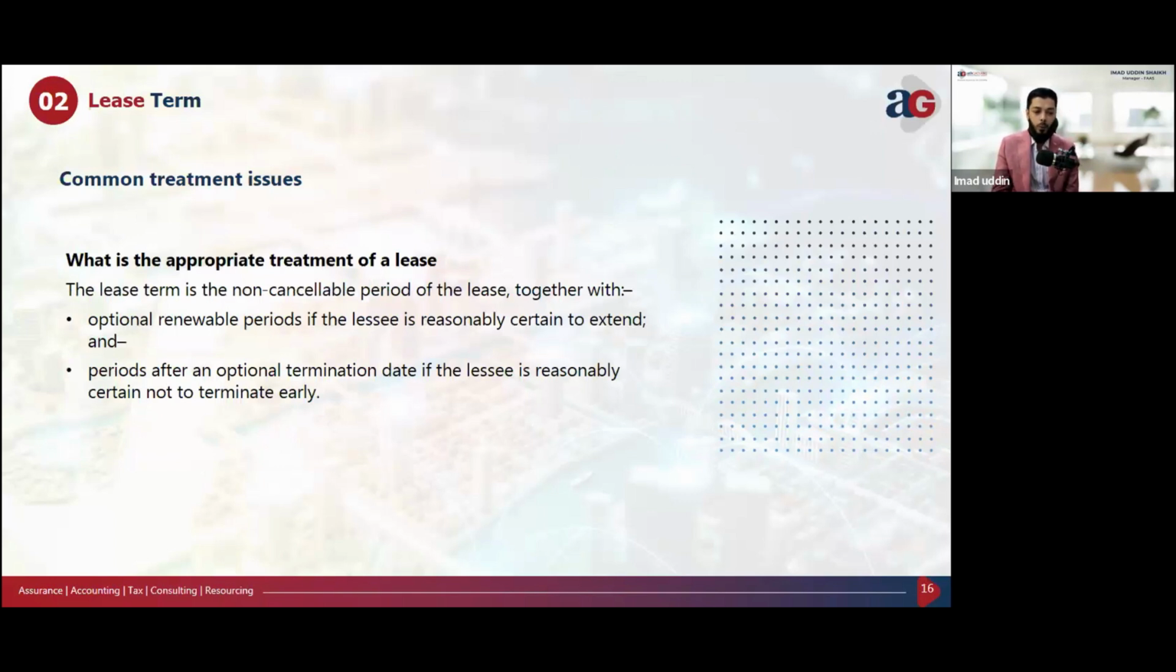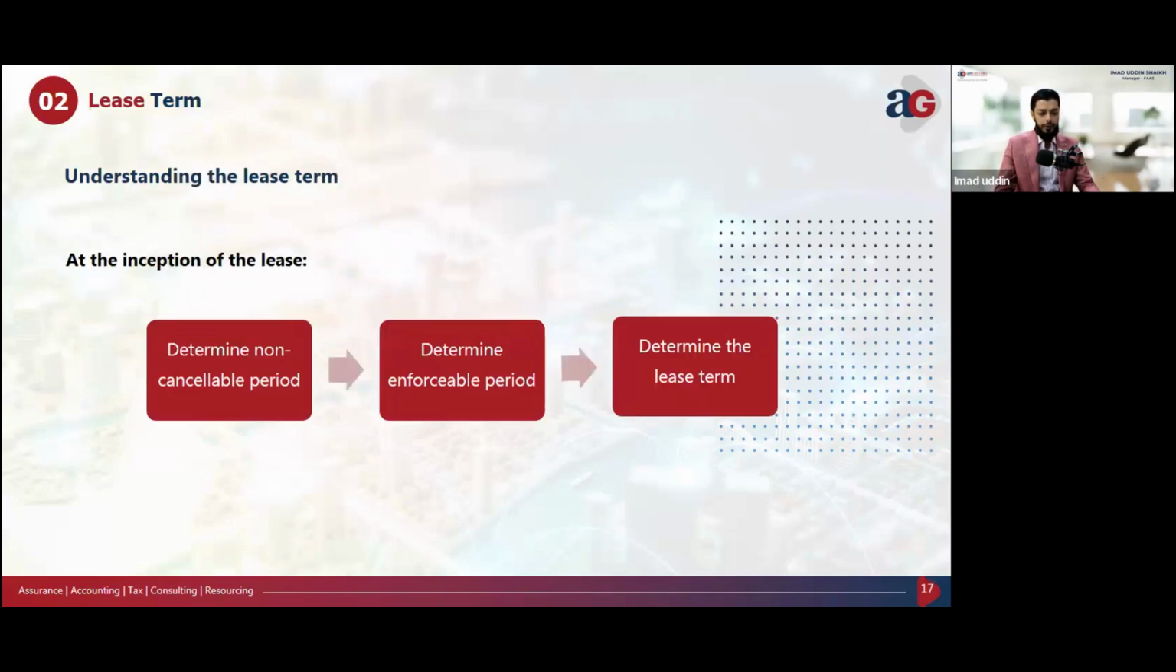So what is the appropriate treatment? What exactly is the lease term? Here's a definition and it has a lot of components, so we have to go one by one. Lease term is the non-cancellable period of the lease together with optional renewable periods that the lessee is reasonably certain to extend, and periods after the optional termination date if the lessee is reasonably certain not to terminate the lease. So we're talking about a non-cancellable period, what that is, we'll talk about it. And then we also have to look at the options to renew and options to terminate the lease. So how do we look at all of these things?